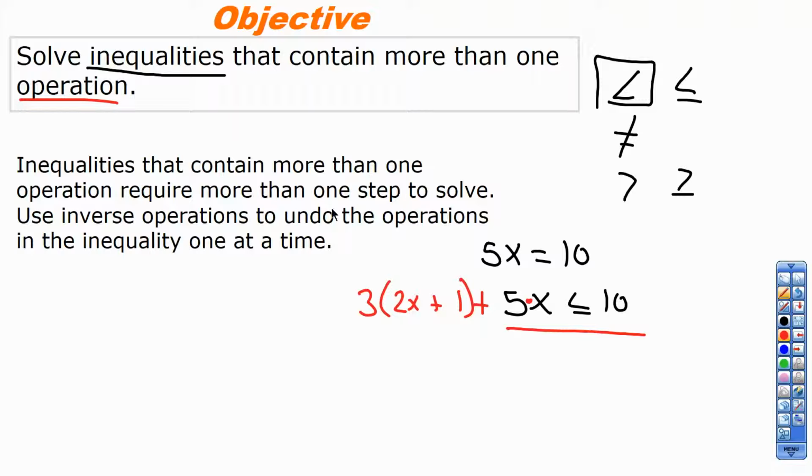Inequalities that contain more than one operation require more than one step, as I had said before, to solve. Use inverse operations. What did we say inverse meant? Do you guys remember that from before? In simple words, inverse means the opposite, to do the opposite. So what would be the opposite of multiplying by 5? That would be to divide by 5. You would divide everything on this side of the equation by 5 and everything on this side by 5. But you wouldn't want to do that until you have simplified the expression right here. So that's what we're going to be working on. We're going to go ahead and get started on that.